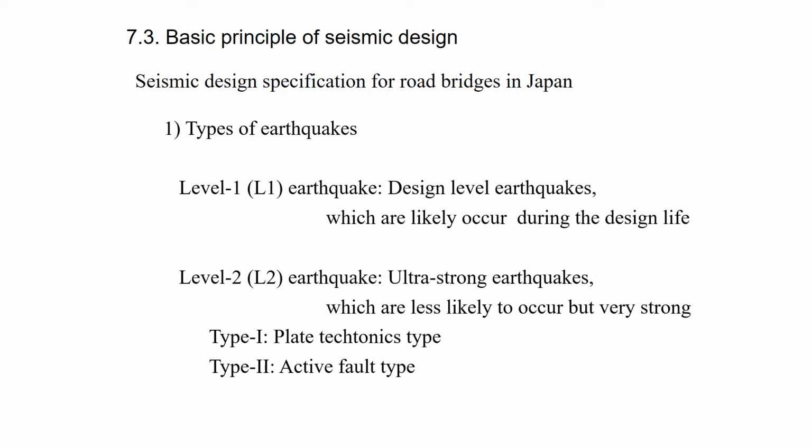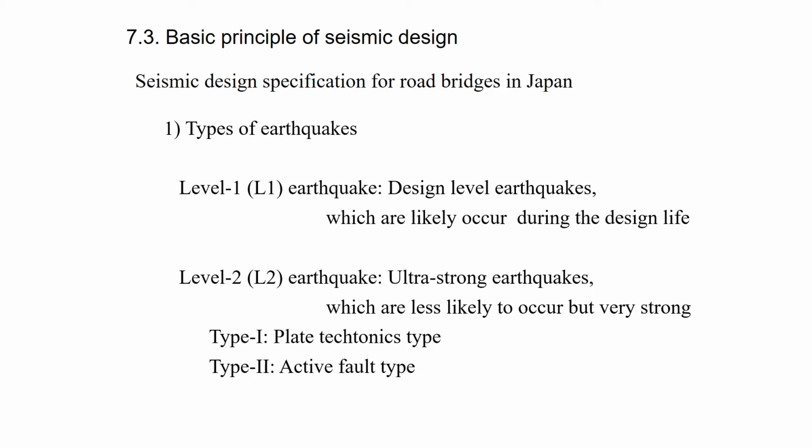L1 earthquake is the design level earthquake which is likely to occur during the design life. L2 earthquake is the ultra-strong earthquake which is less likely to occur but very strong. L2 has two types: Type 1 plate tectonics type and Type 2 active fault type.